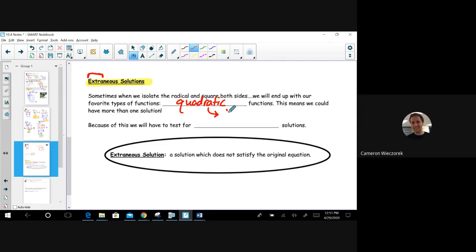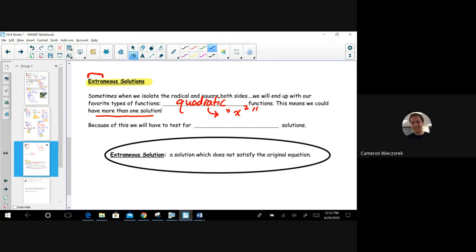And remember what that means is there's going to be an x squared in the problem instead of just an x. Whenever you have a radical equation and quadratics show up, 90% of the time you're going to get more than one solution when you solve it. That doesn't necessarily mean both answers are correct. This is why it's so important that you plug your answers back in and you check them.